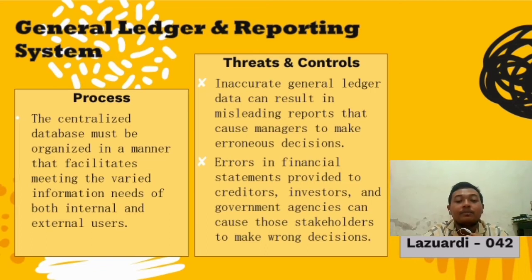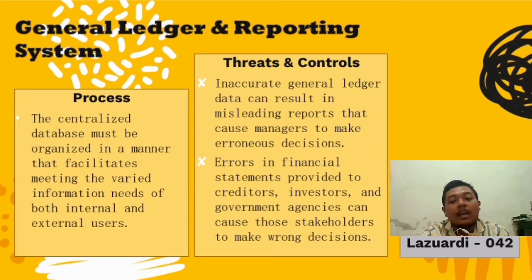To satisfy these multiple needs, the general ledger and reporting system not only produces periodic reports but also supports online inquiries. Next is the threats and controls. Of course, the general ledger and reporting system needs to have online inquiries because there are lots of users, both internal and external. Of course, it has threats and the company needs to control this.